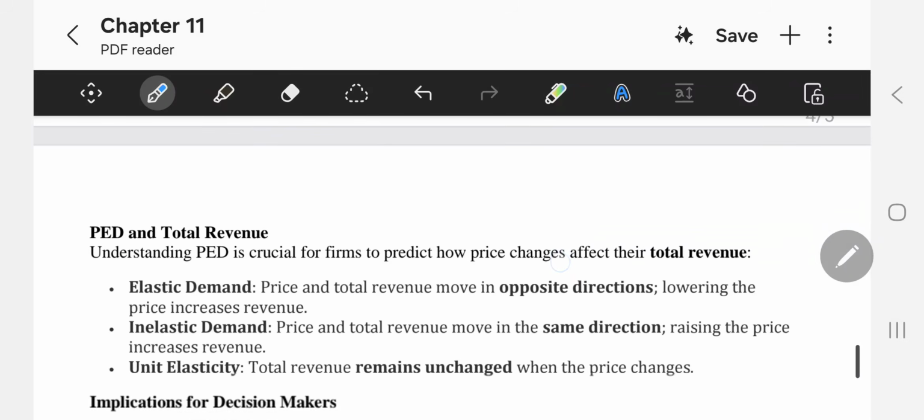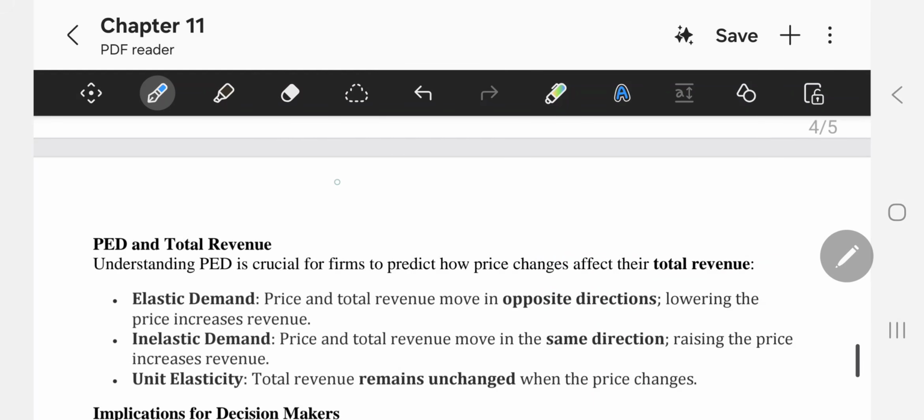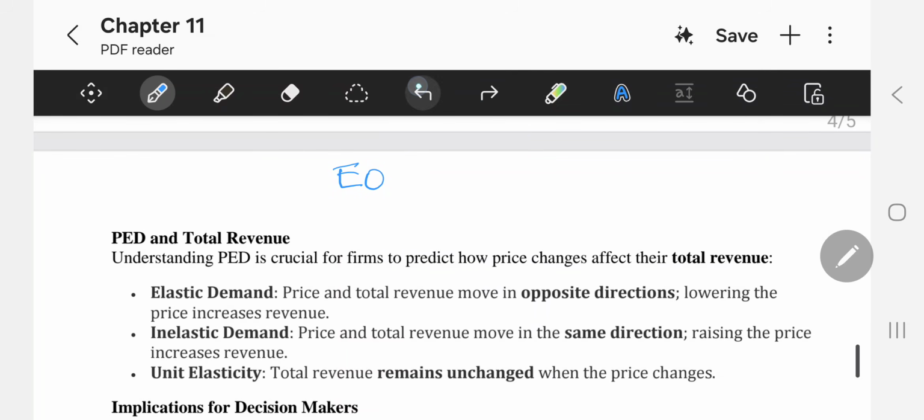All right, let's move on to PED and total revenue. Here I just want to introduce you to this very simple formula, which I'm going to write up here. So I'm going to write EOIS. Don't remember this. I'm going to say elastic opposite, inelastic same. So elastic opposite, inelastic same.